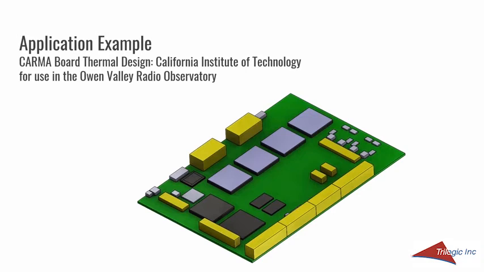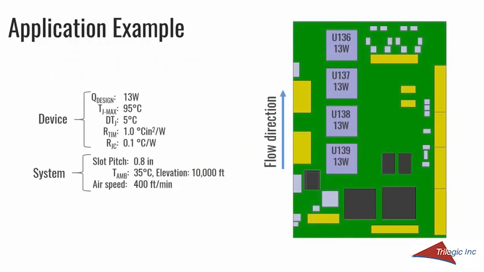So onto the application example. This is the Karma board thermal design used in the Owens Valley Radio Observatory at the California Institute of Technology. Just to review some of the particulars of this example, the flow direction is from bottom to top. All the components are dissipating 13 watts, not very high power really, so it shouldn't require any too aggressive of a heatsink solution. TJ max is 95 degrees in an ambient of 35. Again, kind of relaxed constraints there.